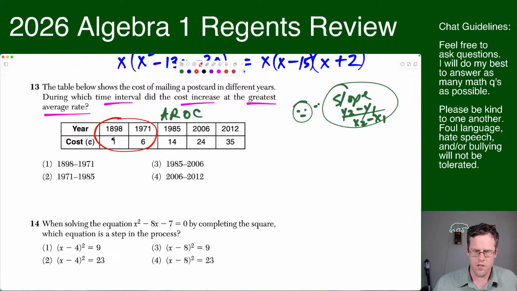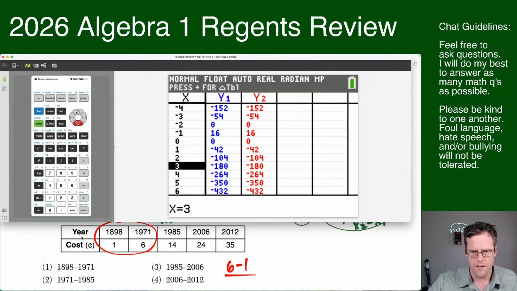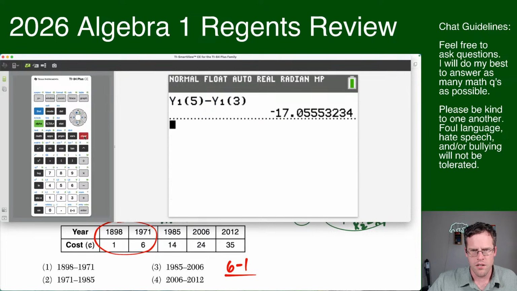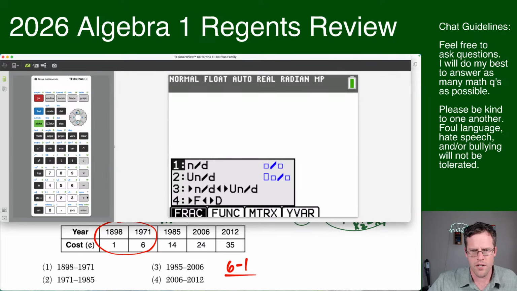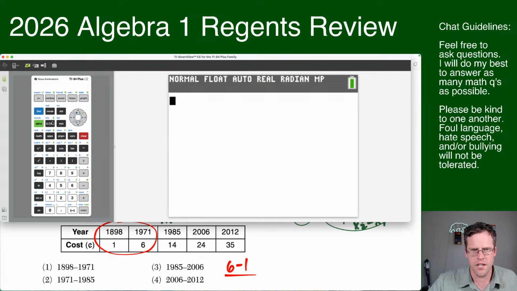So it was 1 cent and then it became 6 cents. So that's 6 minus 1 divided by, I'm just going to use the calculator for this. So back to the main screen. Now, if you don't know this trick, alpha y equals enter makes a fraction. If you have the newer TI-84 plus CE, you could just press alpha x to make a fraction. And then I do 6 minus 1, and I'm dividing by 1971 minus 1898.